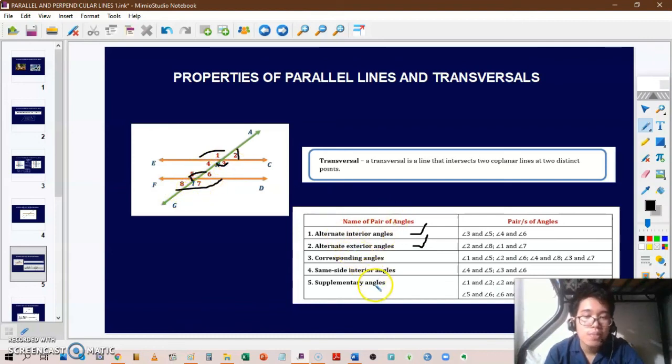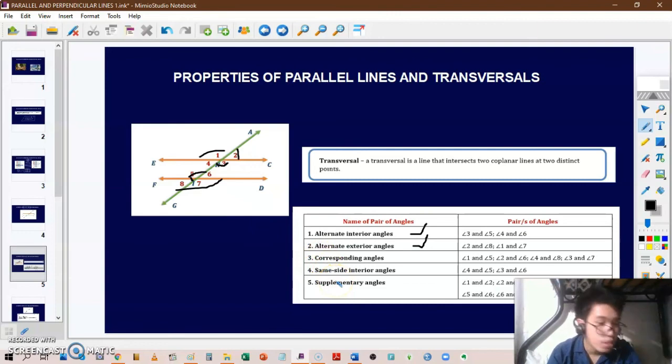And then we have the same side interior angles. Again, from the word interior, they are in between the two parallel lines, but same side, meaning both of the angles are either on the left side or the right side, so they cannot be alternate. So they're the opposite of the alternate. We have here angle 4 and angle 5 as same side interior angles, same as angle 3 and angle 6. And then we have, of course, the supplementary angles.